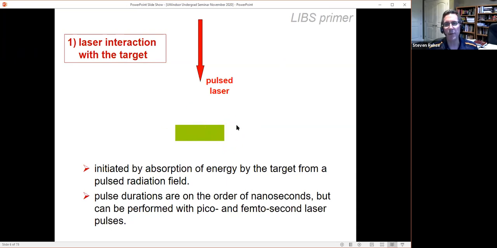And it's going to be a solid, but this technique works equally well on liquids and even gases. So it doesn't have to be a solid target like a piece of steel. It can just be a cuvette of some gas. And we've done experiments like that in my lab as well.